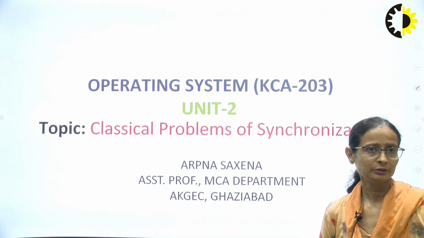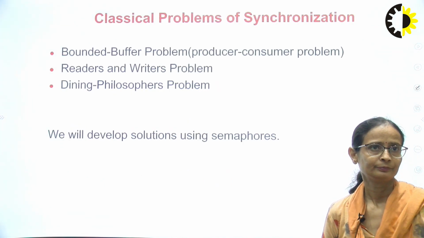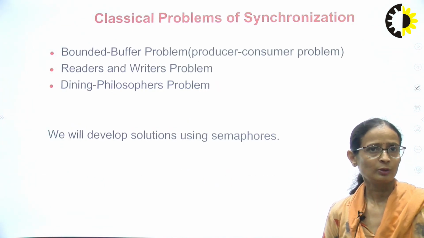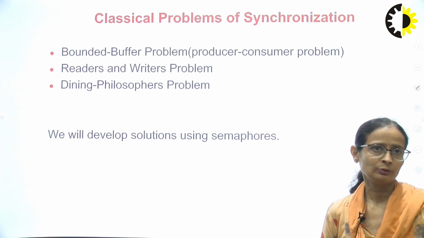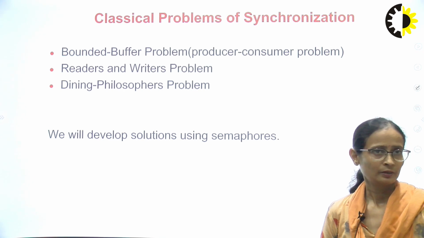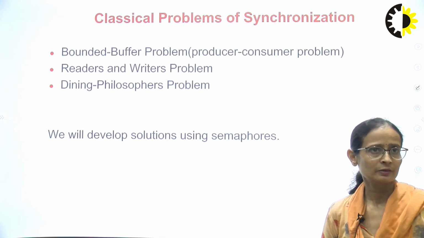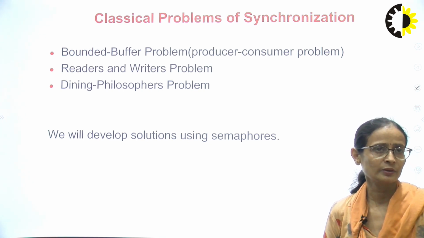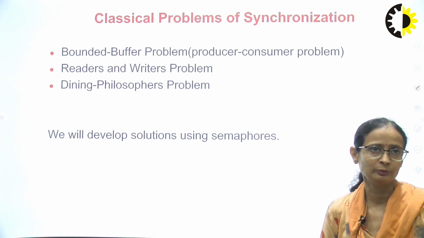The topic which I am going to discuss today is classical problems of synchronization, and it is a part of unit 2. The classical problems which I am going to discuss today: the first one is the producer consumer problem, then we will see what is the readers writers problem, and the last one is the dining philosophers problem.